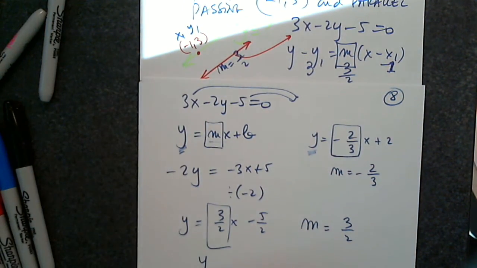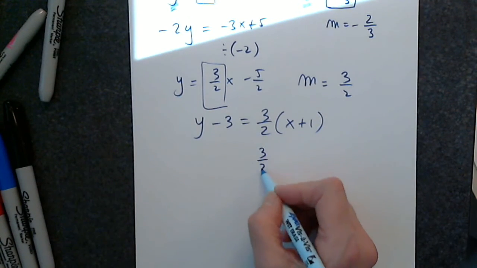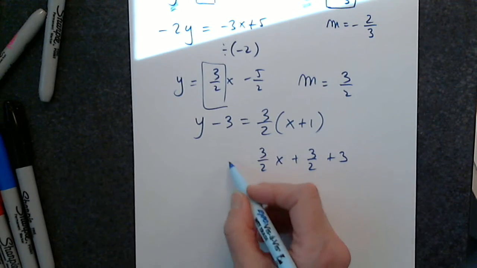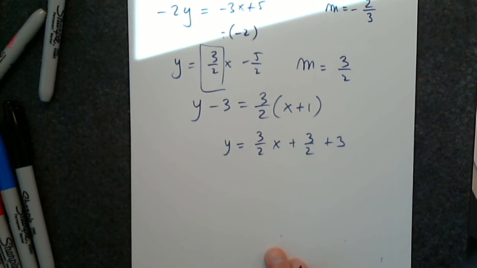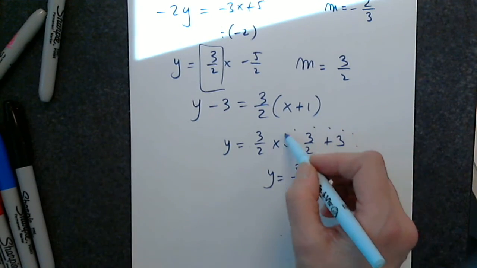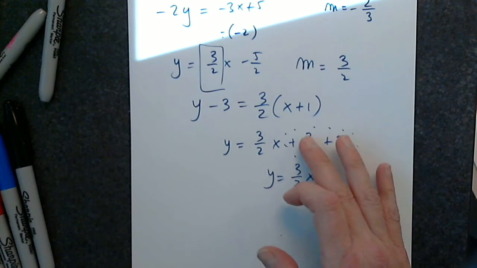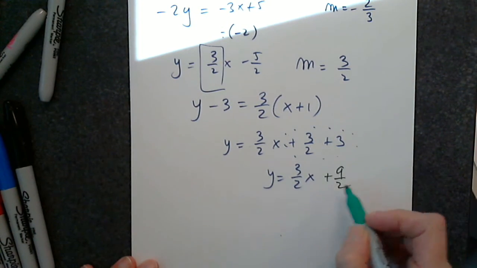So I'll write it here as y minus 3 equals 3/2 x plus 1. I distribute 3/2 x plus 3/2 and plus 3. So this is y equals 3/2 x. Can anyone give us this? The addition of 3/2 plus 3. Two times 3, 6 plus 3 is 9. 9/2.